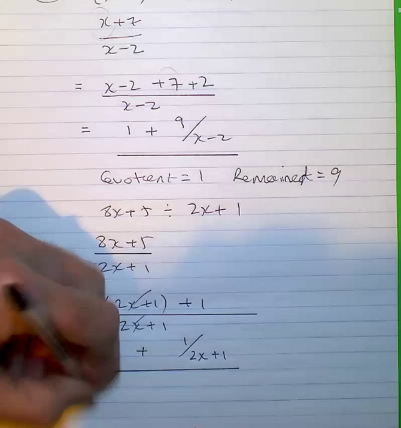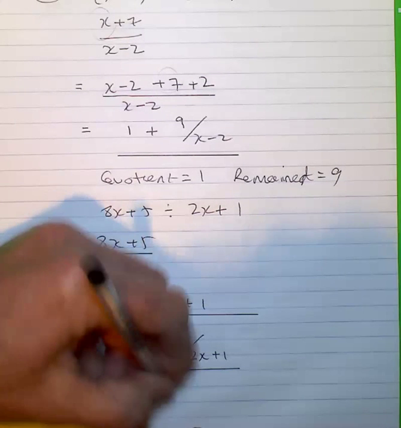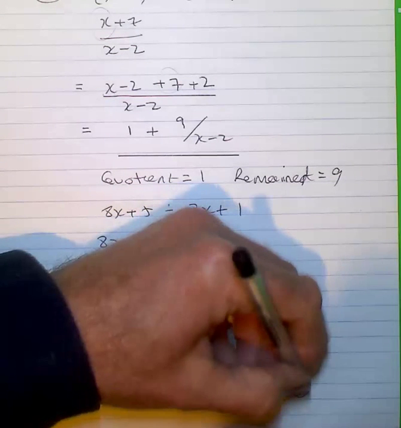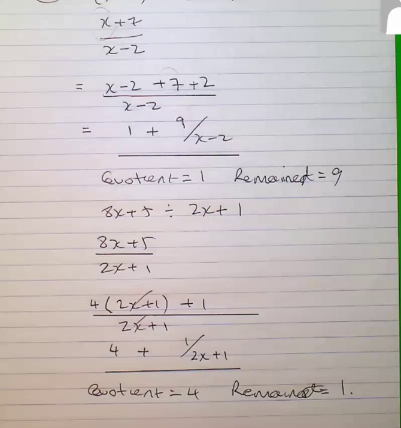The quotient is equal to 4 and the remainder is equal to 1.